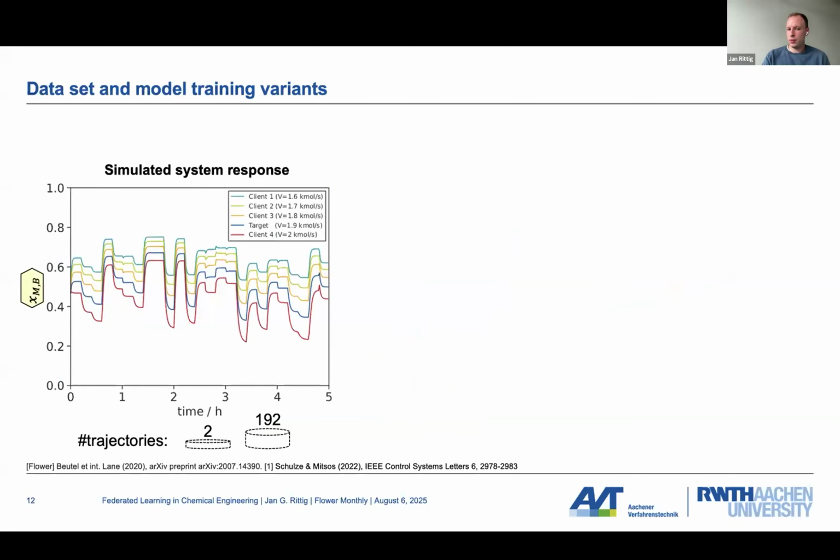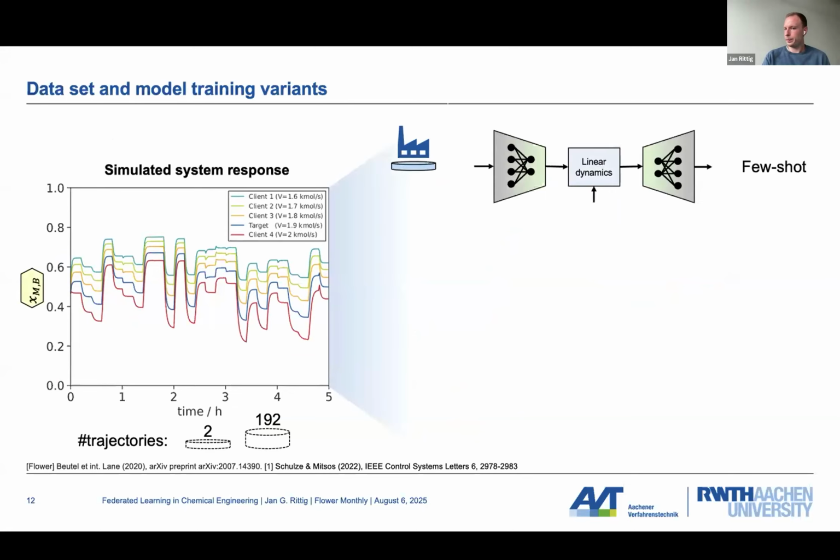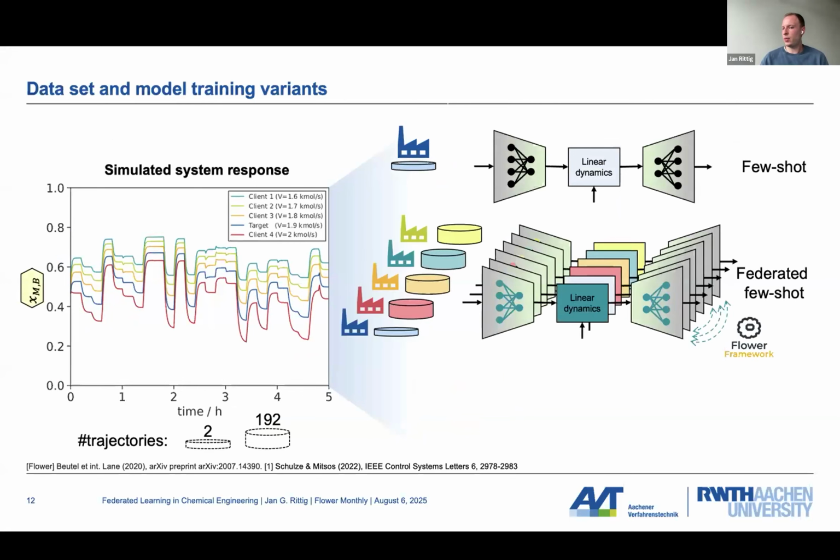To simulate this scenario, we first created a data set with these different vapor flow rates for the individual clients, which are indicated in the different colors here. And then we compare 3 different scenarios. The first one is that the 5th chemical company only uses the individual data and trains an individual model on that. Then we have this federated learning setup where we have the 5 companies collaborating and exchanging the models, and we implemented this with the Flower framework and called this scenario the federated few-shot learning one.